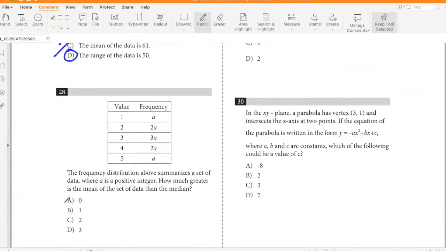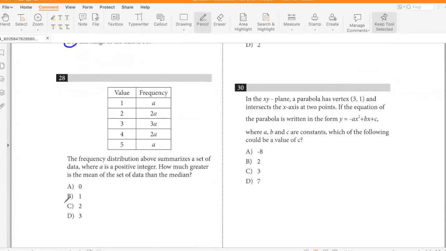The frequency distribution above summarizes a set of data where A is a positive integer. How much greater is the mean of the set of data than the median? Okay, so let's say A is 1. So then you have 1, 2, 3, 4, 5. So 1 occurs once, 2 occurs twice, 3 occurs 3 times, 4 occurs twice, and 5 occurs once. So this is a symmetrical data. So both the mean and the median would be 3. So the difference is 0.